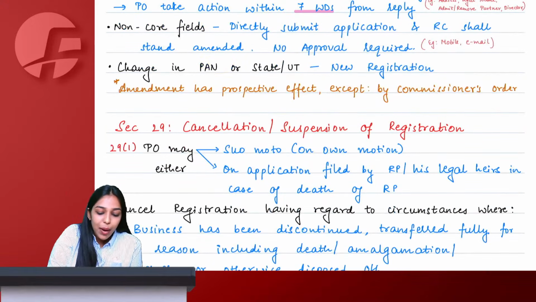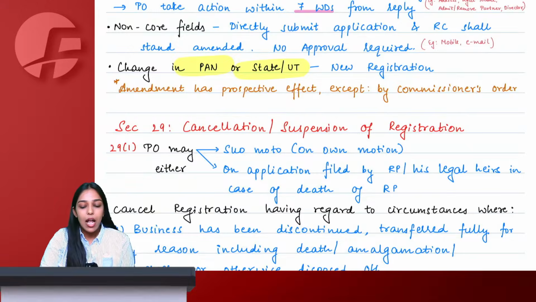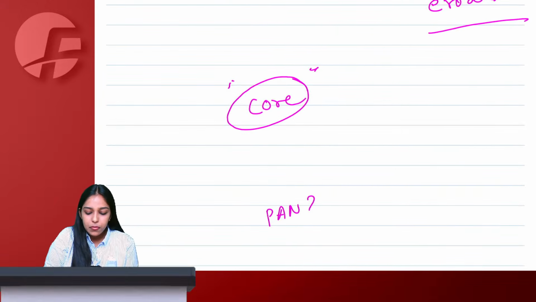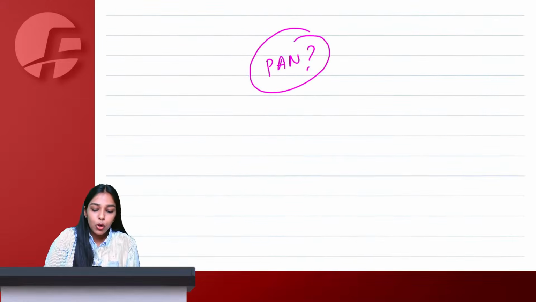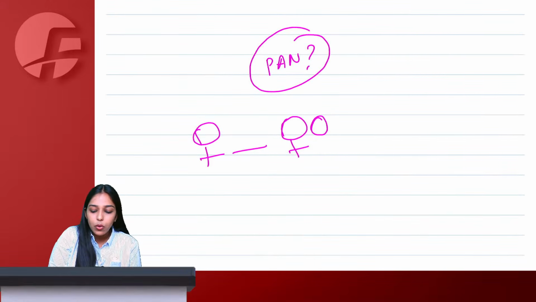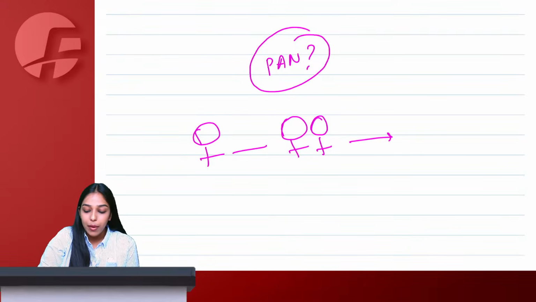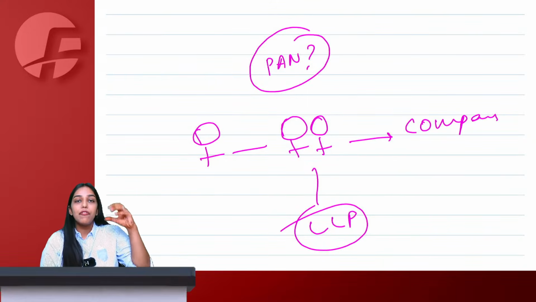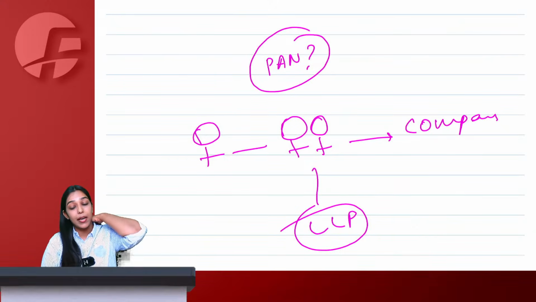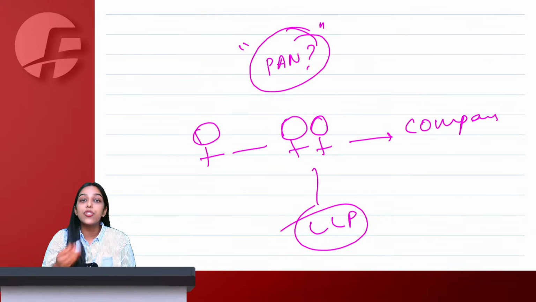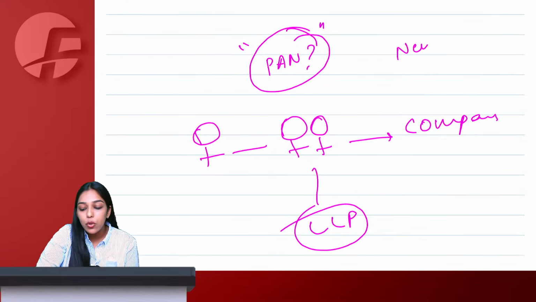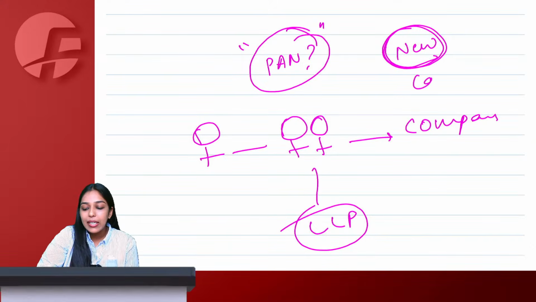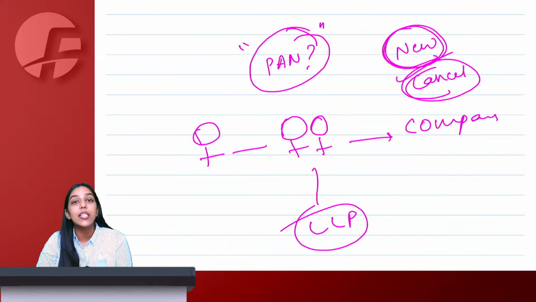But if your PAN is changing or your state is changing, how can my PAN change? I was a proprietorship firm, now I converted into a partnership firm. Or I was a partnership firm and converted into a company, or into a limited liability partnership. Of course, we understand an individual has a separate PAN, a firm has a separate PAN, and a company has a separate PAN. So if my PAN is changing, my constitution is changing, then of course the GST number cannot be amended. You will have to take a new registration based on this new PAN and cancel your existing earlier registration.